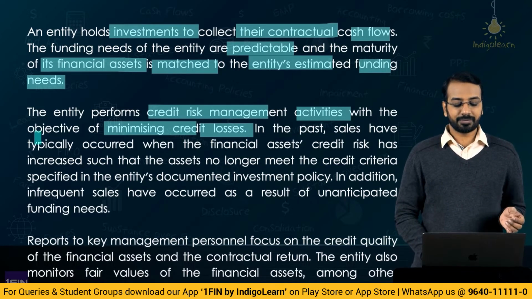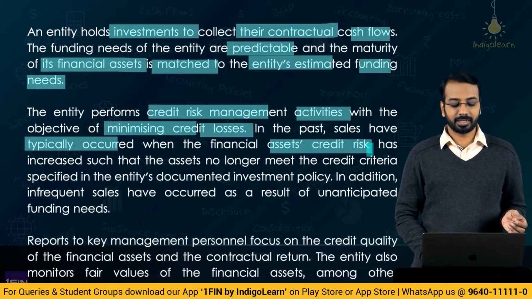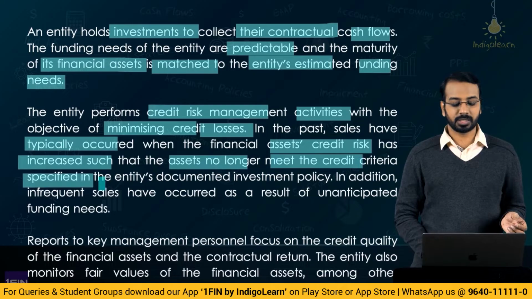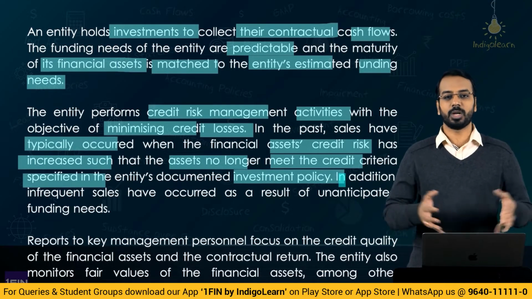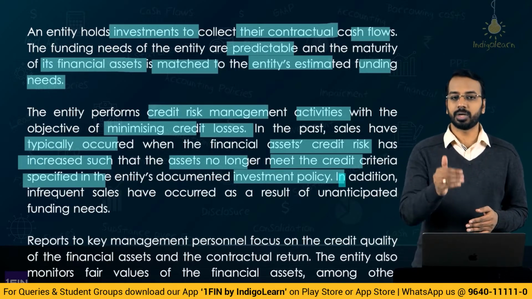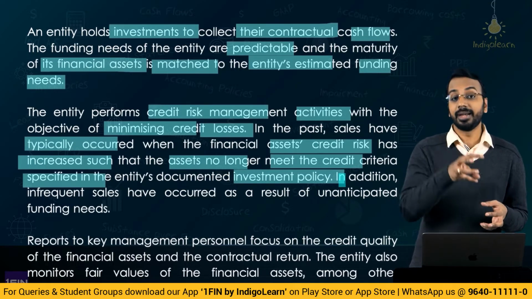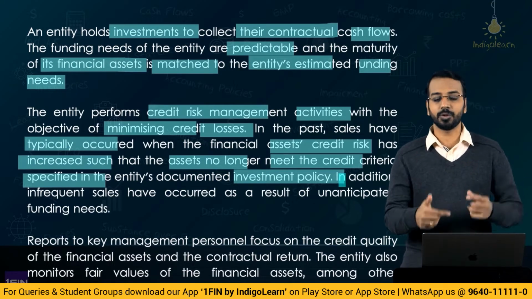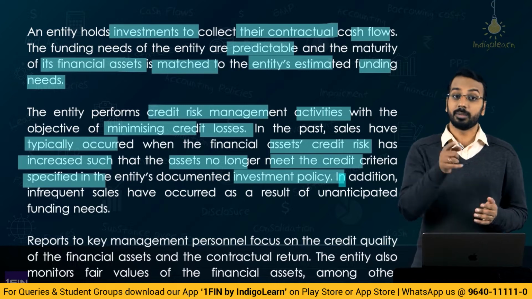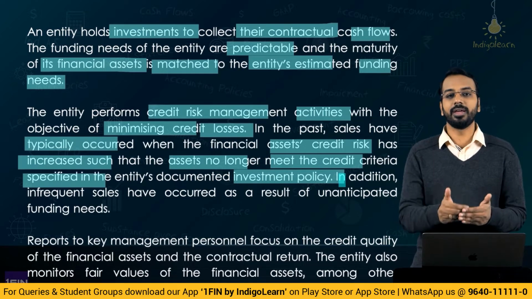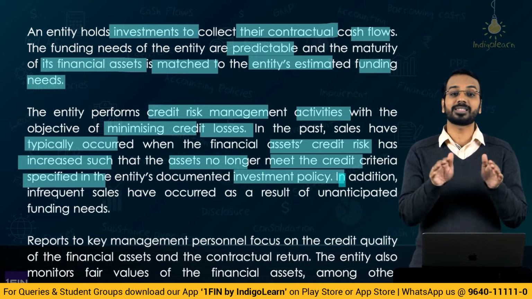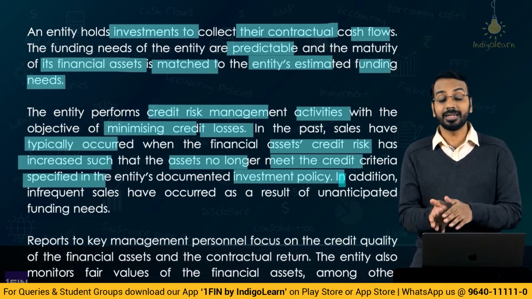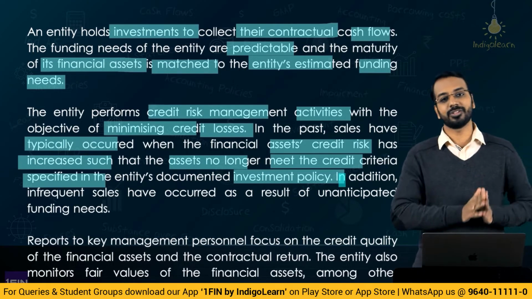In the past, sales have typically occurred when the financial asset's credit risk has increased such that the asset no longer meets the credit criteria specified in the entity's documented investment policy. Now, what is this big sentence all about? If you look at the earlier paragraph, what did it tell us? It told us that the entity is interested in the contractual cash flows, that it wants to receive contractual cash flows to match its funding requirement. Now, the second paragraph is telling us that whenever the credit risk increases beyond the acceptable credit risk limit, then the entity sells off those financial assets.